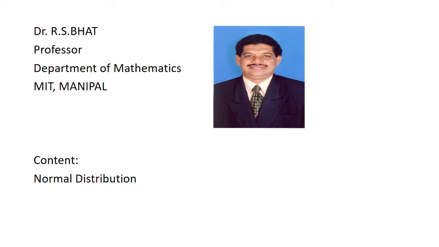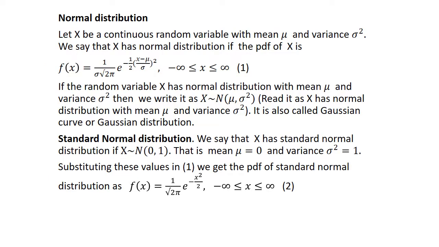In this presentation, I am going to talk about normal distributions. Let x be a continuous random variable with mean mu and variance sigma squared. We say that the random variable x has a normal distribution. The PDF of x is given by f of x is equal to 1 by sigma root of 2 pi e power minus half into (x minus mu by sigma) whole squared. x ranges from minus infinity to plus infinity. In this root of 2 pi, the root stands for both 2 and pi.